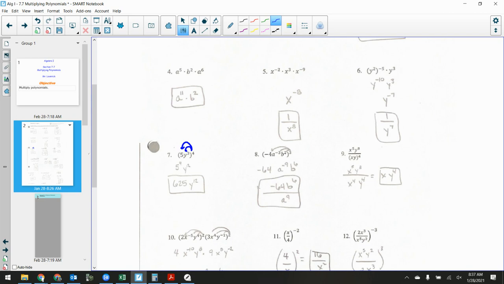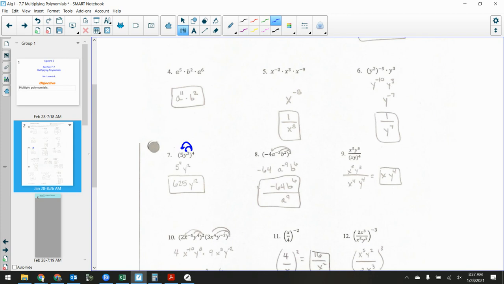Thank you. -4 to the 3rd power is -64. A to the -9th because it's -3 times 3. And then b to the 2nd to the 3rd is b to the 6th. A moves down to the denominator because it's a negative exponent. Leave the -64 on top because it's just a negative number, not a negative exponent. Number 9 here.